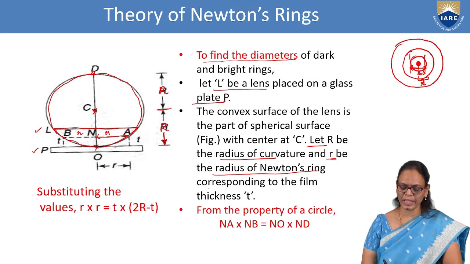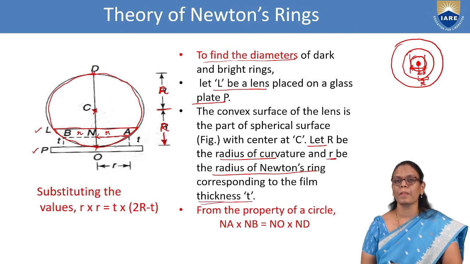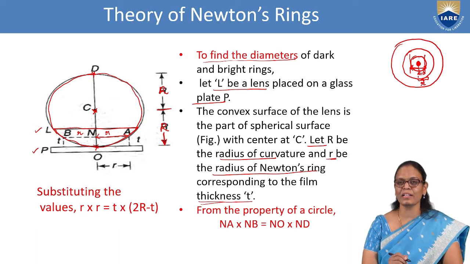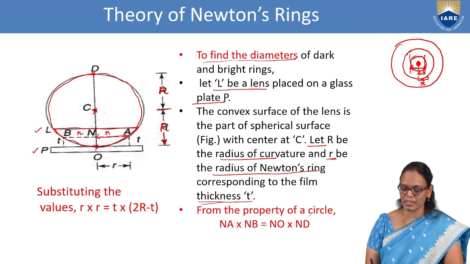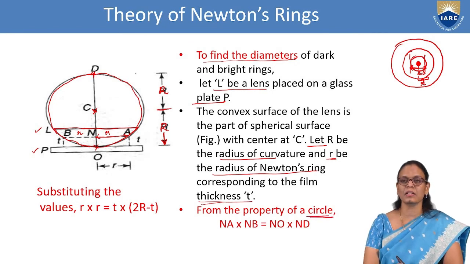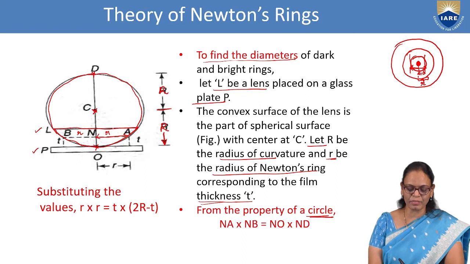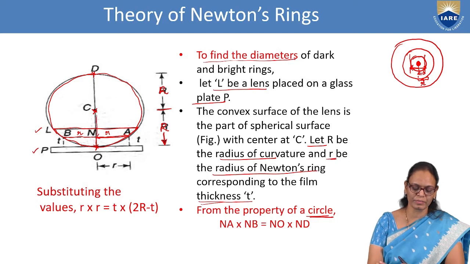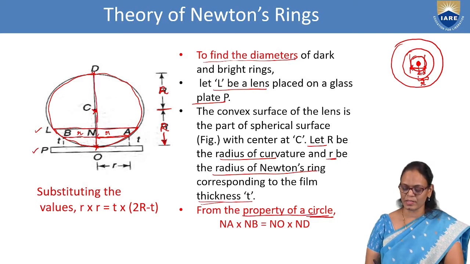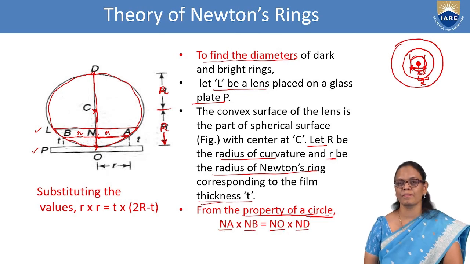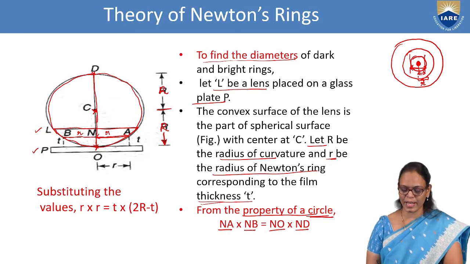Now the thickness of the film is denoted by T. From the property of circles, it's not a triangle, we are talking about a circle, we have NA into NB equal to NO into ND. This is the property of circles. These are the chords. So substituting the values, NA is equal to r, NB is also equal to r, that is the radius of the Newton ring, and NO is nothing but the thickness of the film.